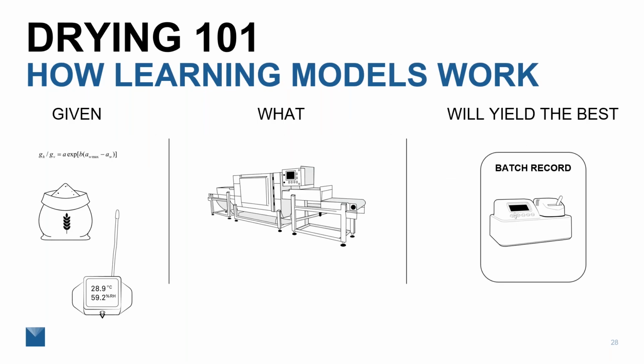Using first principles and under conditions, measuring inputs like the production environment and your incoming ingredient moistures, what machine settings will yield the best water activity on each batch? That is what the machine learning algorithm asks on each day.